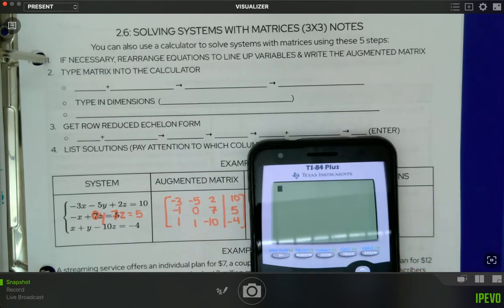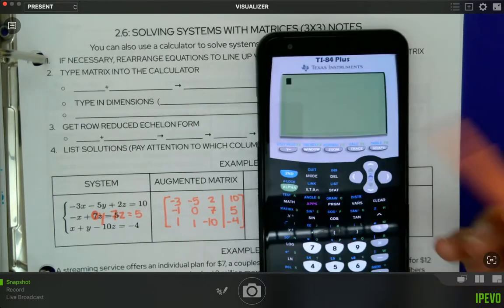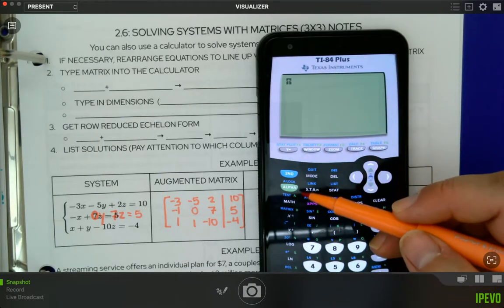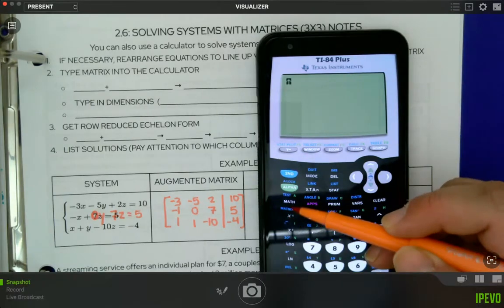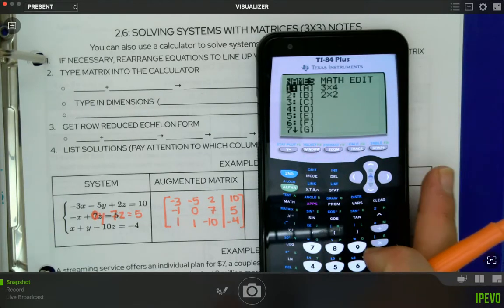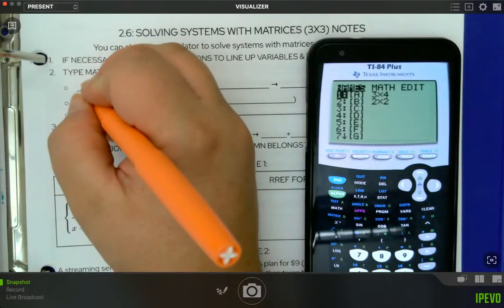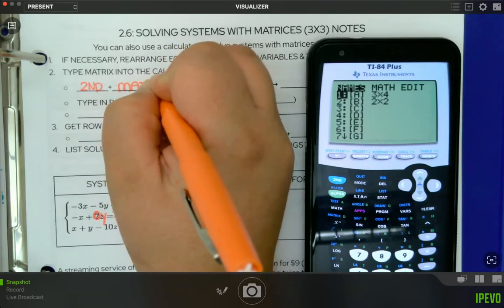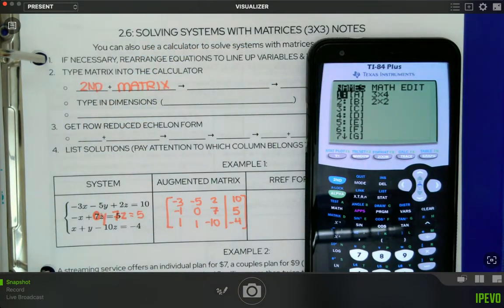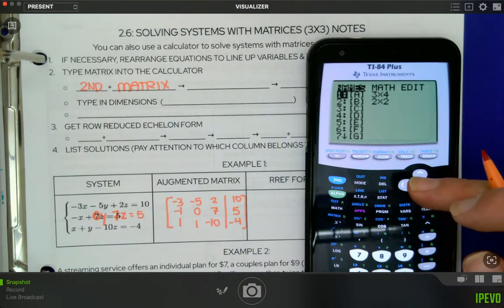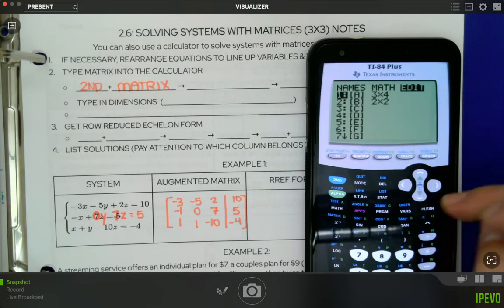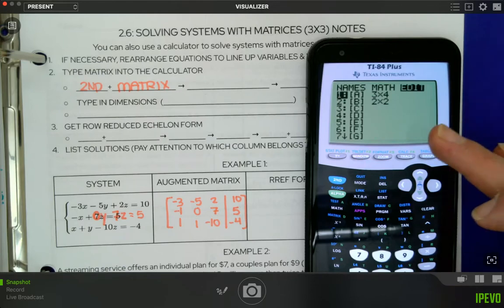So here we go. What you're going to do is hit this blue button right here that says second. Then you're going to hit the one that has the word matrix above it. I'm going to call that second matrix a lot. That's how you get to everything you need to do with matrices. The first thing we need to do is give it our matrix. So I'm going to go over here to edit. I'm going to hit the right arrow twice, and to edit, I'm going to hit enter.